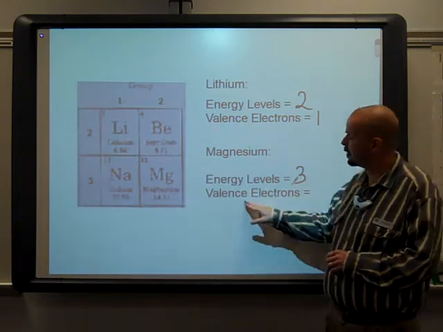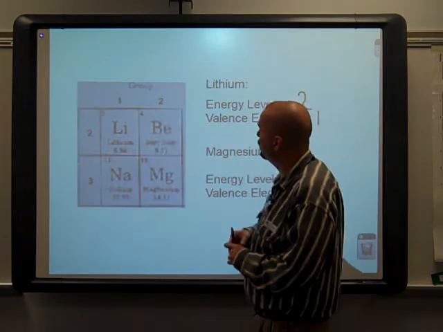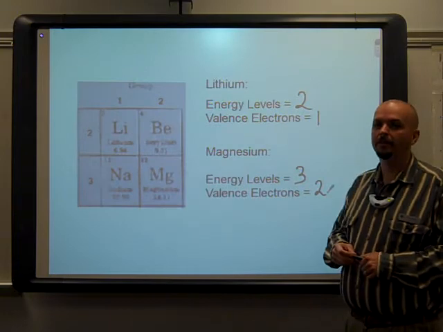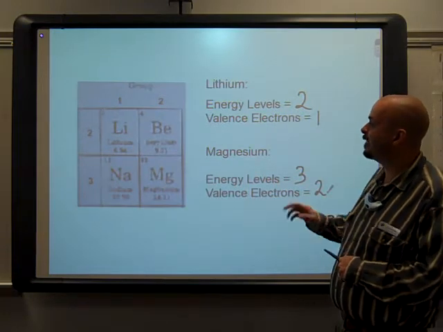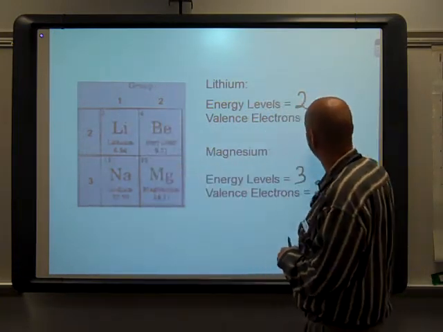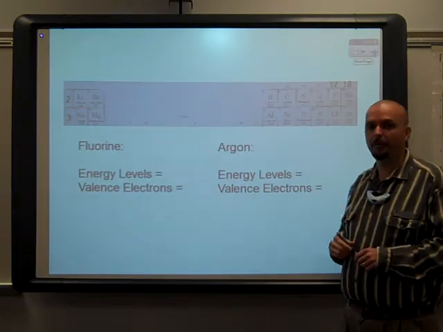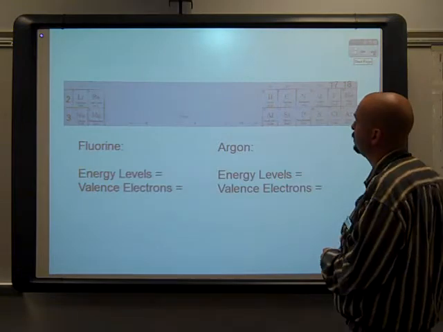For the valence electrons, we go to group. Magnesium's in group 2. Group 2 has 2 valence electrons. These are the ones out of group 1 and 2 where the valence electrons are exactly equal to the group number. Let's take a look at a couple that are not in those first 2 groups.